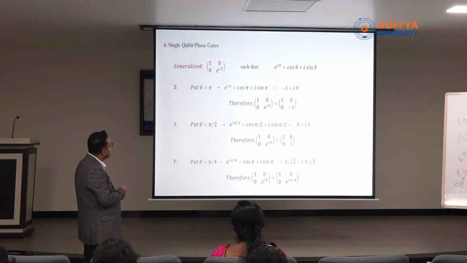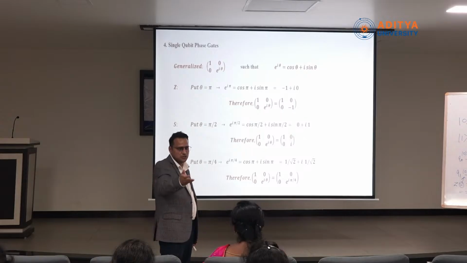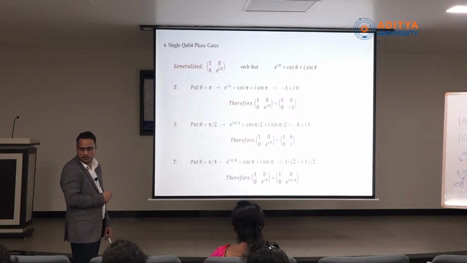Now if we put theta as pi, it becomes e raised to the power i pi, which means cos pi plus i sin pi. Cos pi is minus 1 and sin pi is 0. So the matrix entry becomes minus 1, because the whole evolution of e raised to the power i theta becomes minus 1. This minus 1 is what we get in the Z gate. This is the hidden fact through which we obtain our Z gate.